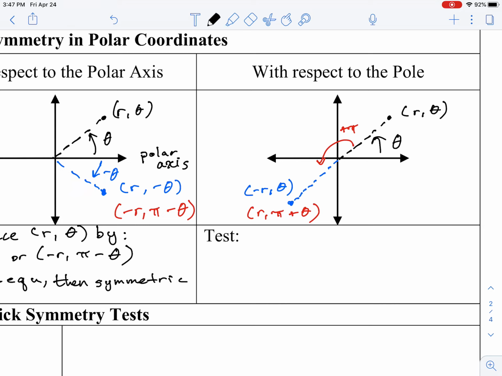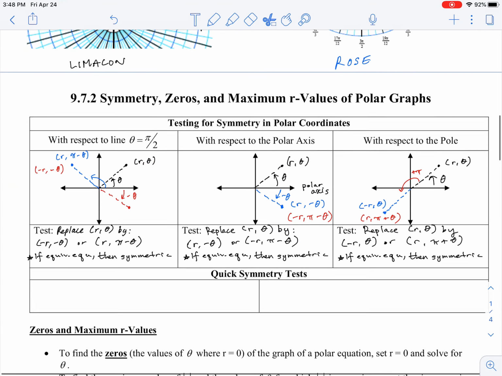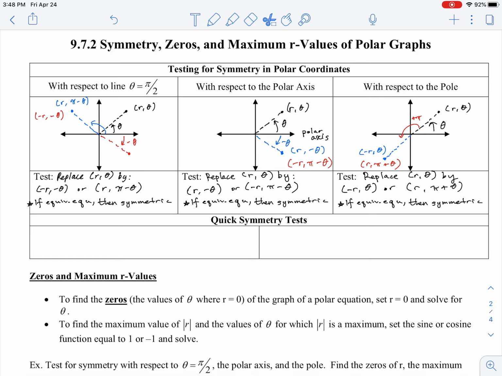So you get the sense of what we're going to do by now. If I want to check to see if a polar equation is symmetric with respect to the pole, I'm going to replace (r, theta) by (negative r, theta), so just flip the r for a negative r, or I could take (r, pi plus theta). And just like before, if we end up with an equivalent equation, then we know that it is symmetric with respect to whatever we were testing for. We'll do this in just a bit with some practice problems.